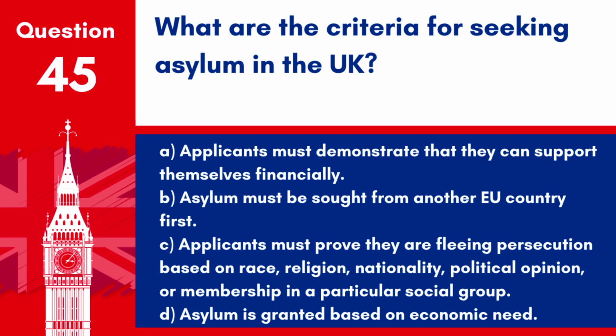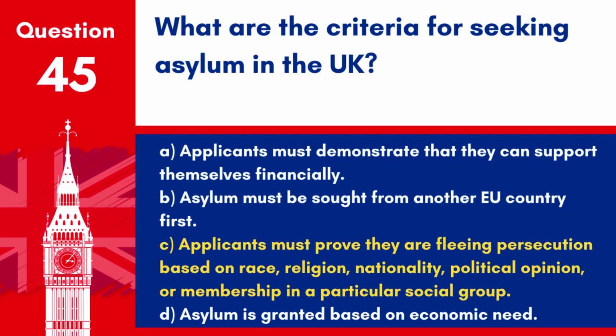Question 45. What are the criteria for seeking asylum in the UK? A. Applicants must demonstrate that they can support themselves financially. B. Asylum must be sought from another EU country first. C. Applicants must prove they are fleeing persecution based on race, religion, nationality, political opinion, or membership in a particular social group. D. Asylum is granted based on economic need.